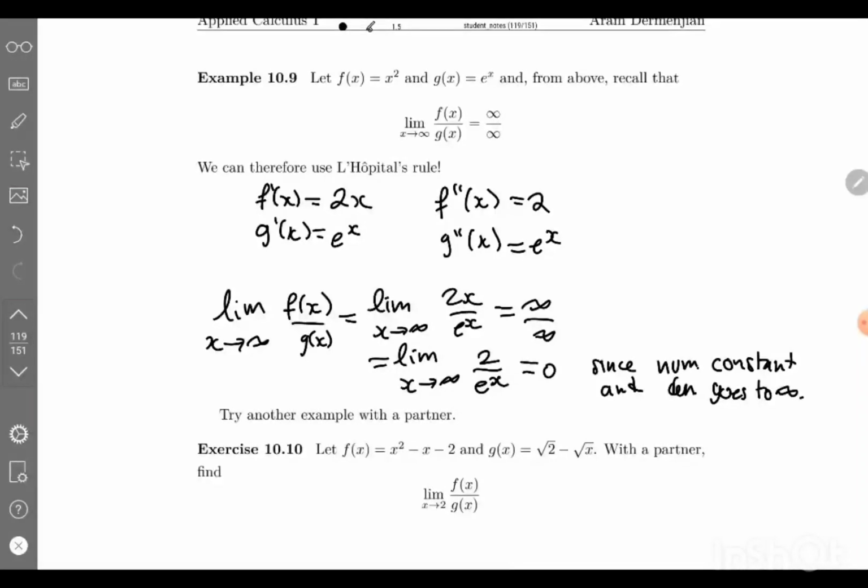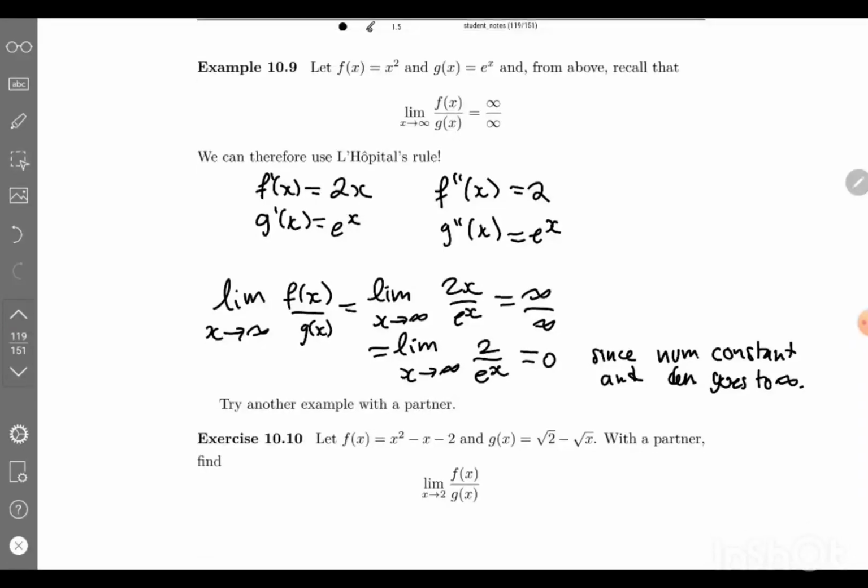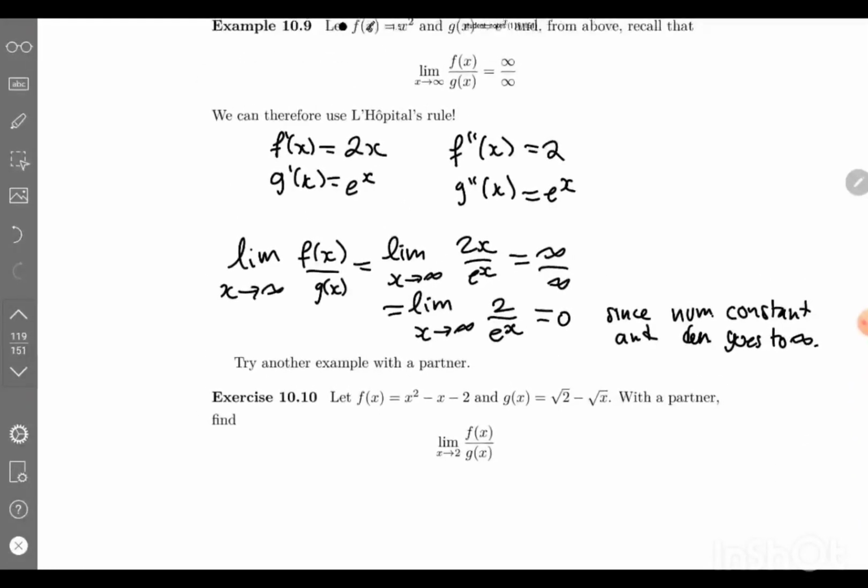Any questions for this one? It has been known that sometimes you do have to do these things 2, 3, 4, 5, etc. times. So just as a heads up, when you're doing these, if you do find 0 over 0 again or infinity over infinity again, just keep going with L'Hopital's rule until you find some other answer. So let's look at another one.